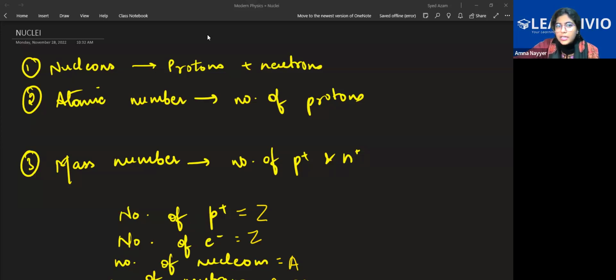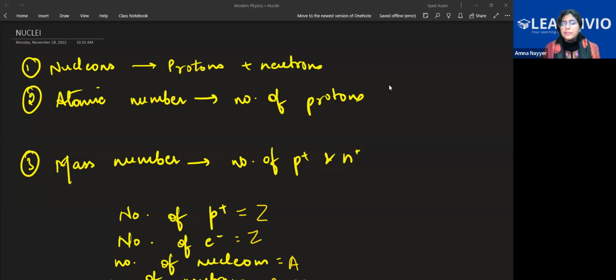So let's start with the class. Basically, this is the last chapter of your modern physics. Then we'll be left with semiconductors. It's a very short chapter, and most of the things are not included in your syllabus, so those things I'll mention to you. Firstly, talking about the nuclei.